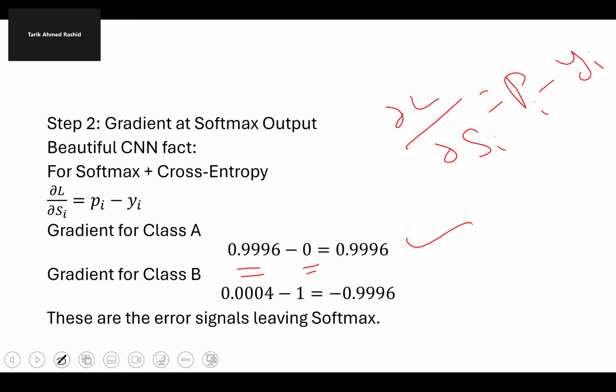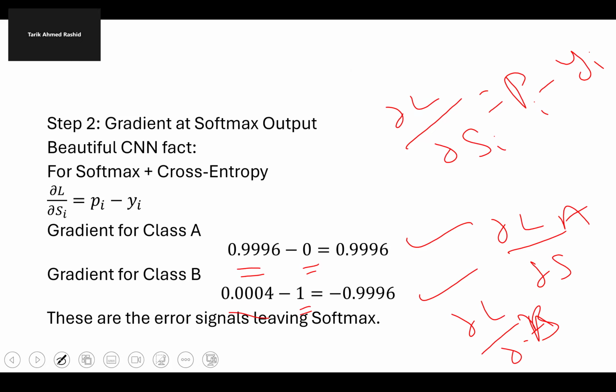Prediction for B is 0.0004 minus 1 is the target. We found both delta, I mean DL over delta softmax for A and for B. For B, delta R over delta S. So these are partial derivative of the output.